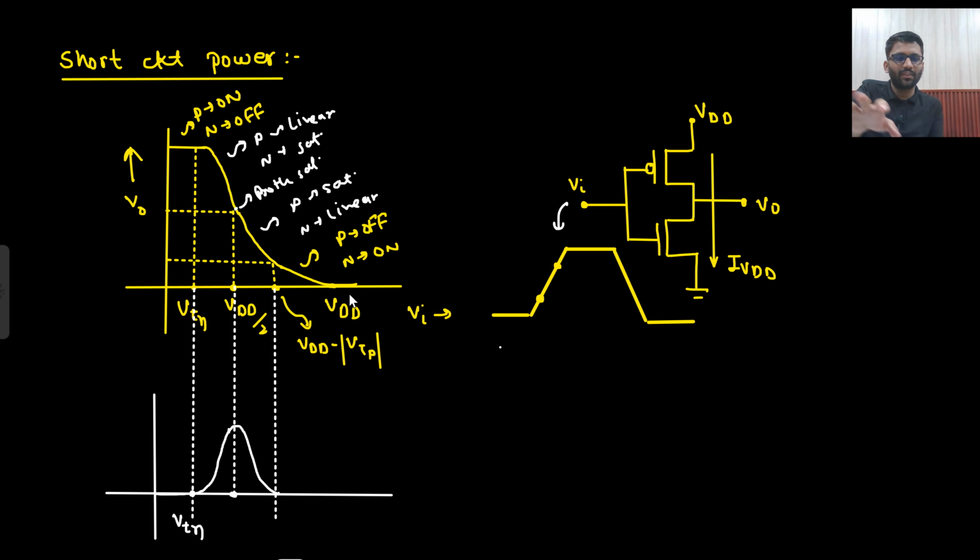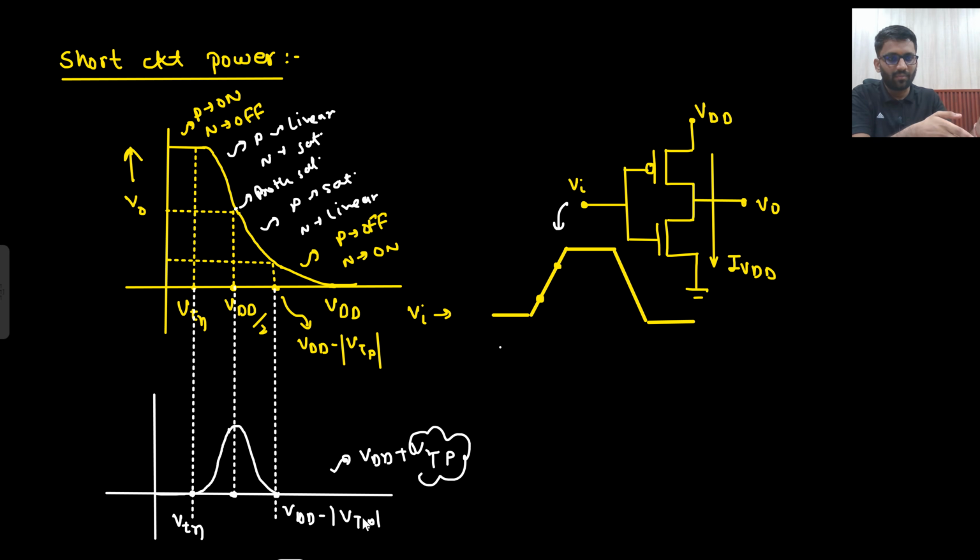I am assuming my Kn is equal to Kp, so that's why I put this as VDD by 2. But this can change as well. The switching threshold can change. I hope you know it because we have already studied it, right? This is my VDD minus mod of VTP. Somewhere you can find this written as VDD plus VTP. If they are writing VDD plus VTP, that means they are considering that my VTP is negative. Here I am writing VDD minus mod of VTP, so this negative sign I am compensating.